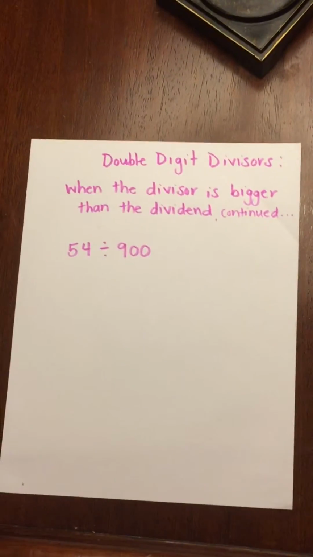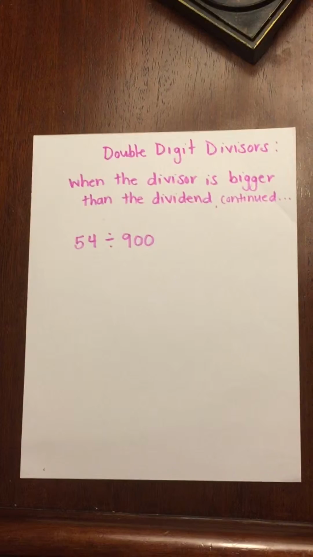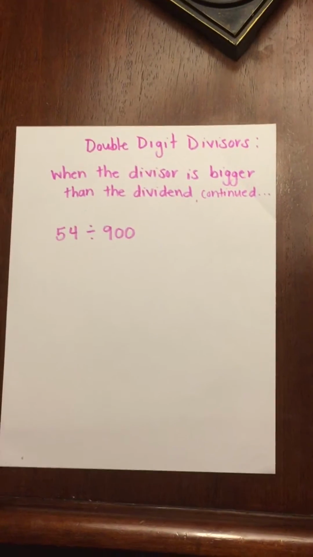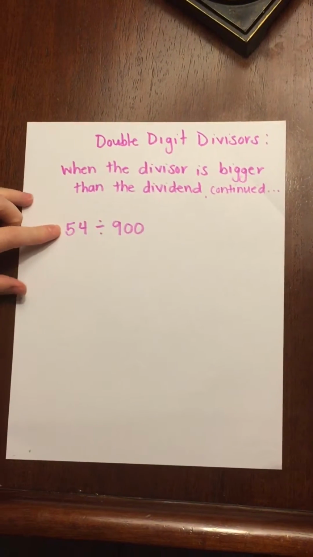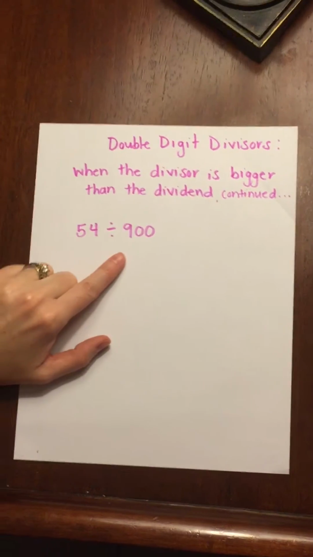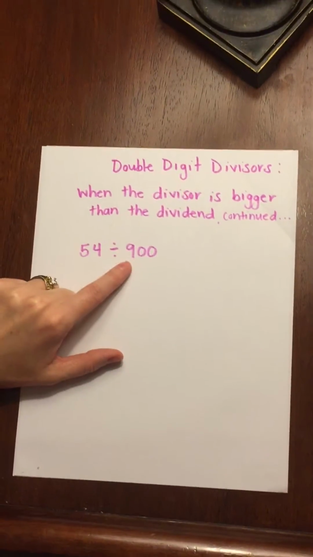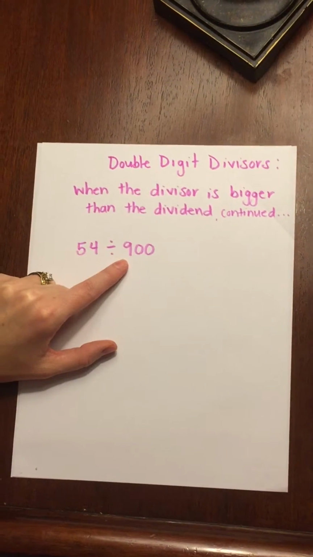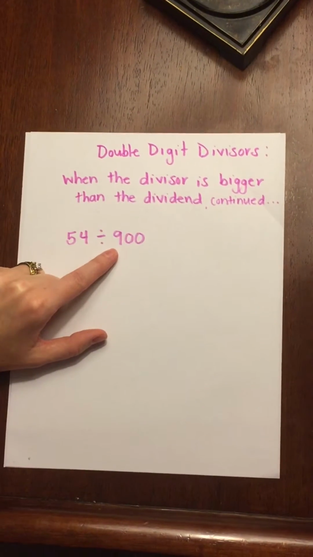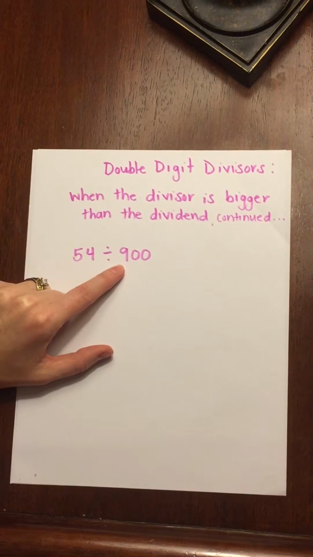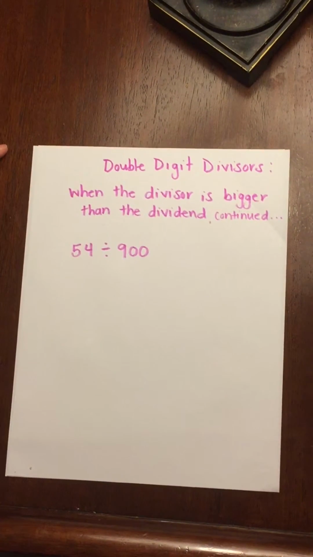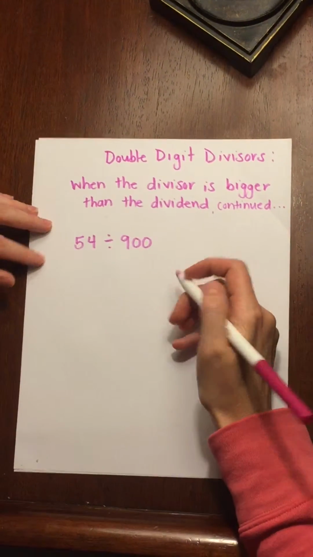Okay, so continuing on with double-digit divisors, when the divisor is bigger than the dividend. So I have a new problem. I have 54 divided by 900 now. So again, in my divisor, I see a nice round number that I can very easily break up into two manageable parts, and I can almost complete this problem in my head at this point.